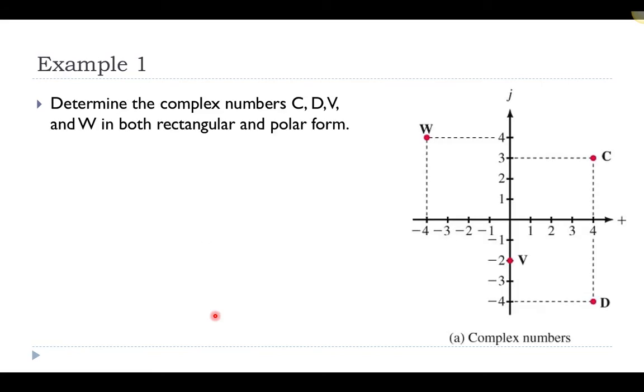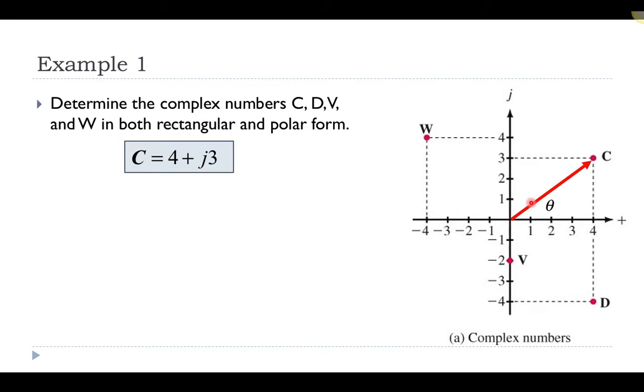So in this particular example, we're going to start off with this complex plane, and we have these different points in the complex plane, and we're going to determine what the complex number is, and we're going to do that in rectangular form and polar form. So we start off here with C, and that point on the real axis is at 4 and the imaginary axis is 3, so I can write that as 4 plus j3.